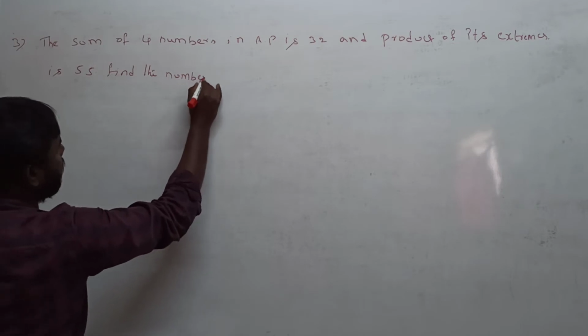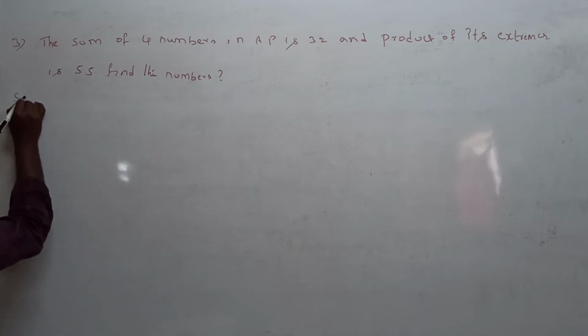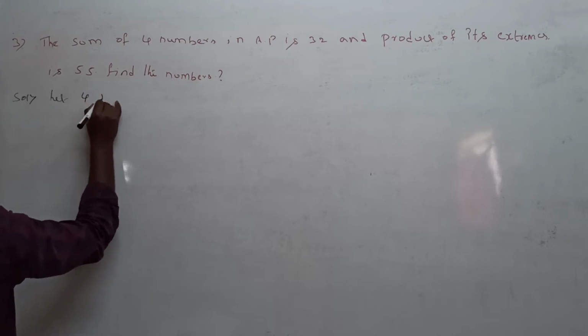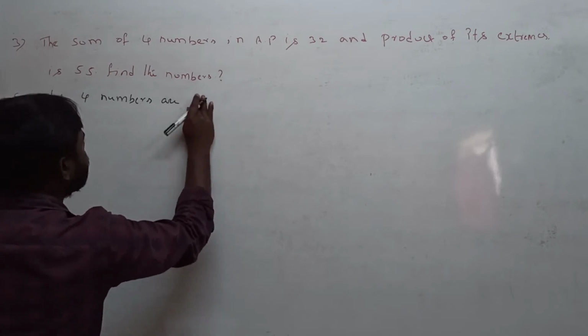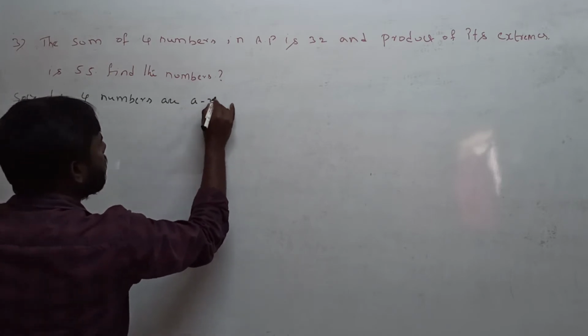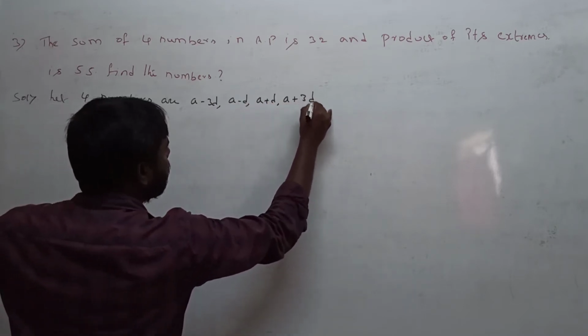In the previous two questions they gave the sum of three numbers. In this question they gave the sum of four numbers. What is the second note point? If four numbers are present in the arithmetic progression, then they are a minus 3d, a minus d, a plus d, a plus 3d. So now we are assuming four numbers are present in the arithmetic progression. Solution: let the four numbers be a minus 3d, a minus d, a plus d, a plus 3d.